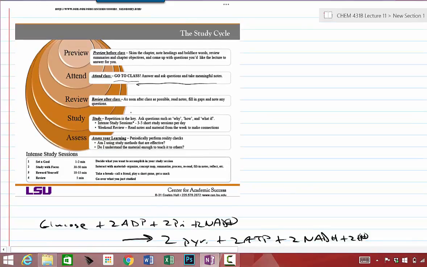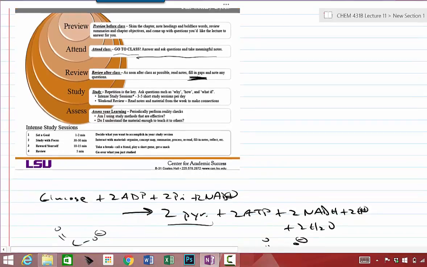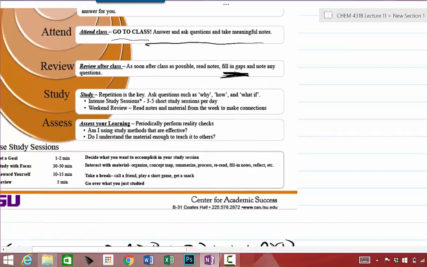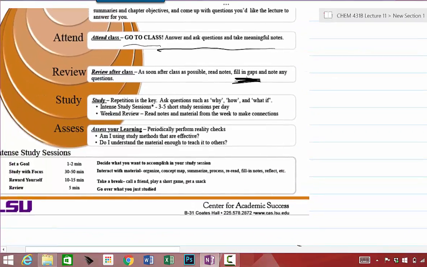Review right after class if possible, as soon as possible. I think I said that on the very first day, okay. And read the notes and fill in the gaps. So anything that you didn't understand, go to the book and fill in those gaps. And then obviously study, okay. Sorry, this is so small for you. Do intense study sessions and weekend review, and then assess your learning. Really figure out if you're really learning.